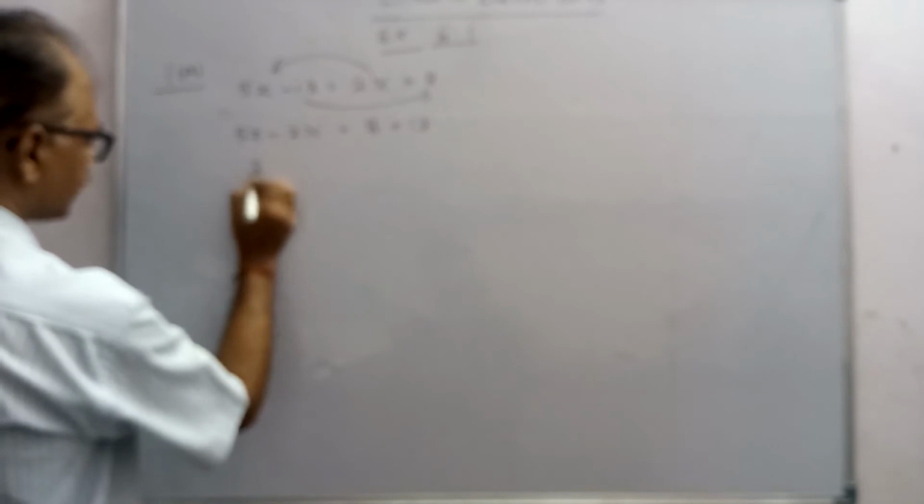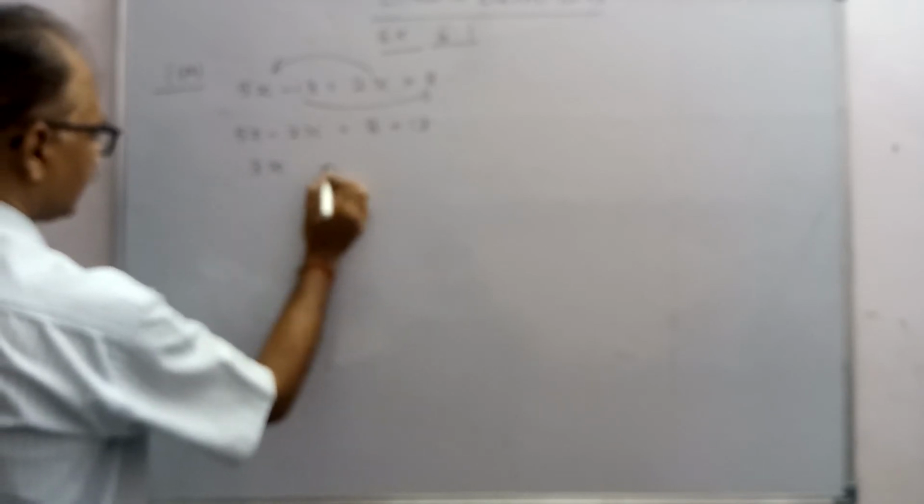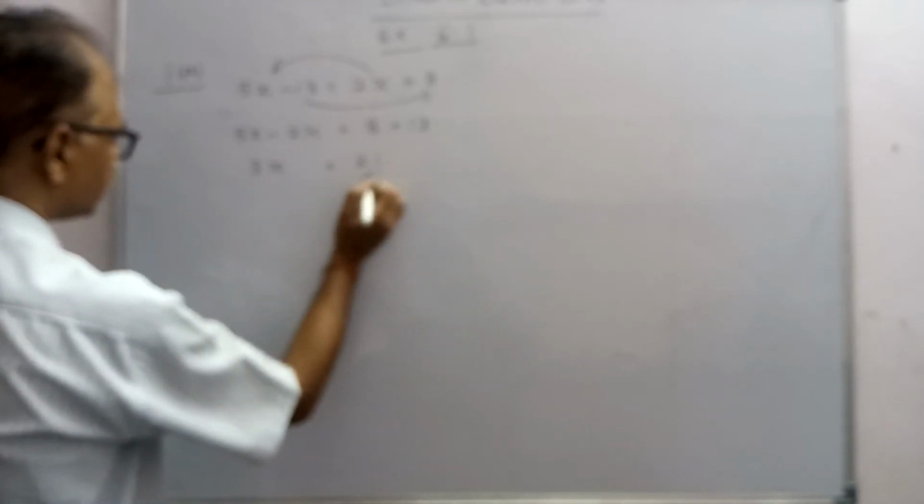5x minus 2x is 3x. On the other side, that is equal to 21. x is equal to 21 upon 3. So x is equal to 21 by 3, which is 7. So x is equal to 7.